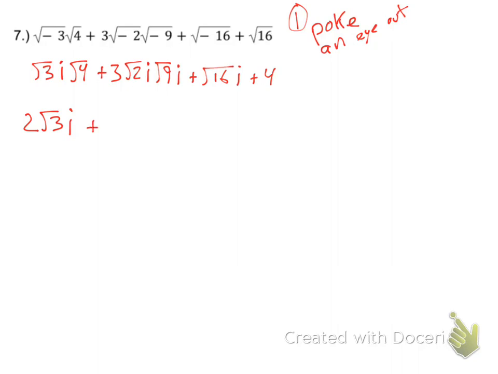Plus, what does this clean up to be? A 3, right? And then there's already a 3 out front, so this becomes 6. 9 square root of 2, what? How many i's are there? 2. And the square root of 16 is? So that's 4i plus 4.